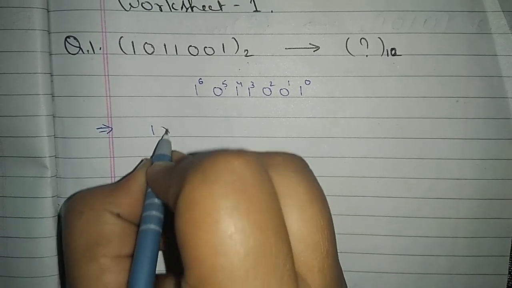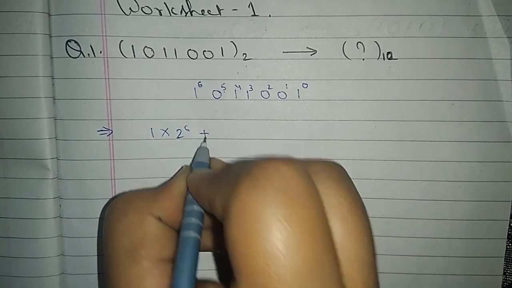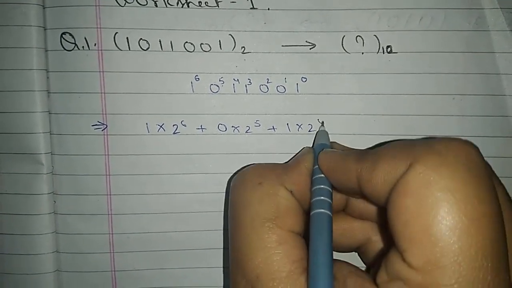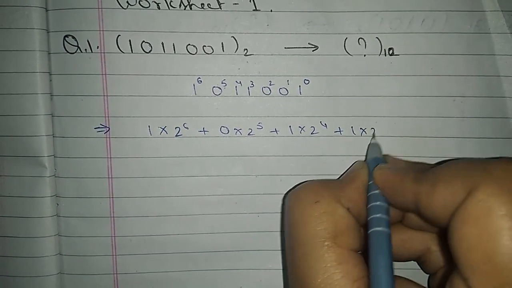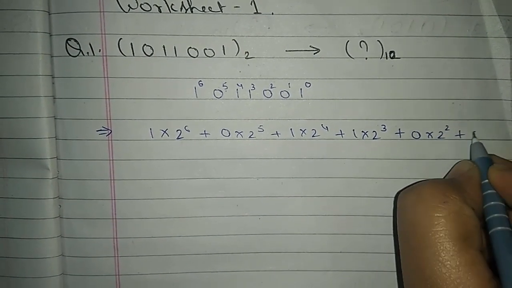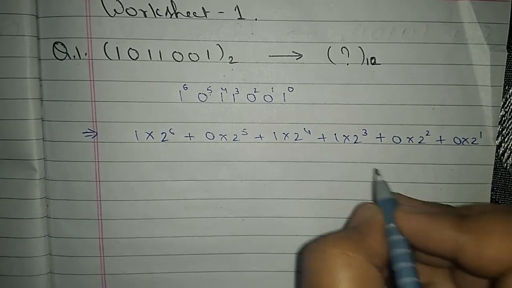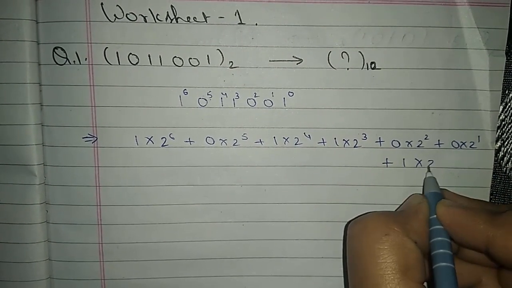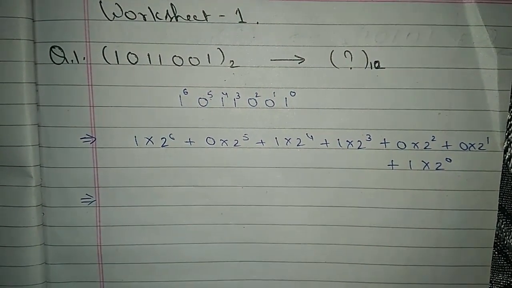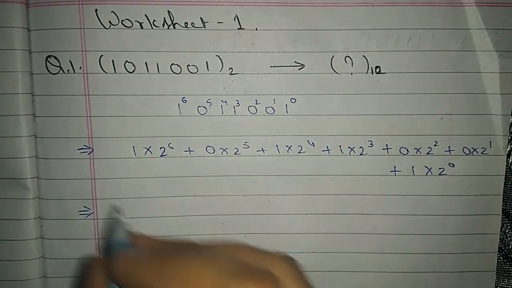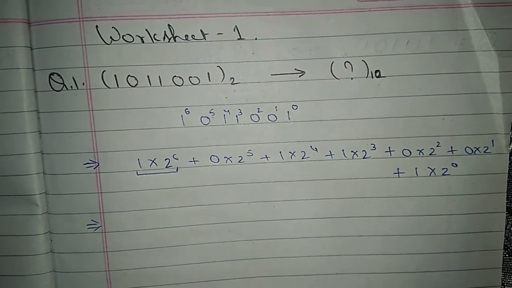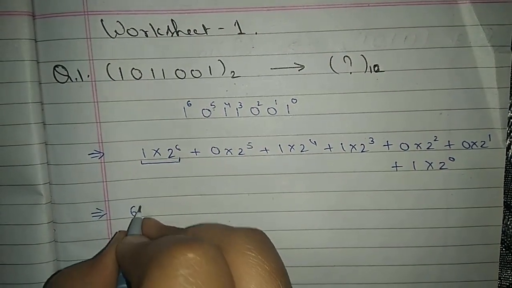it will be written as 1 into 2 to the power 6 plus 0 into 2 to the power 5 plus 1 into 2 to the power 4 plus 1 into 2 to the power 3 plus 0 into 2 to the power 2 plus 0 into 2 to the power 1 and then plus 1 into 2 to the power 0. Fine. Then in the next step, we have to solve these values. So it is 1 multiplied by 2 to the power 6.